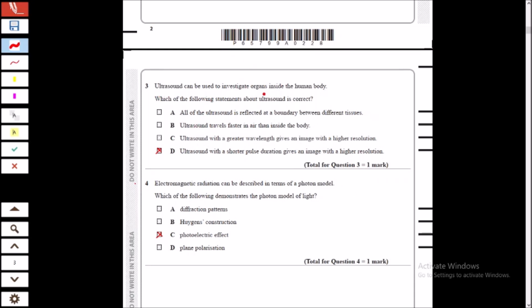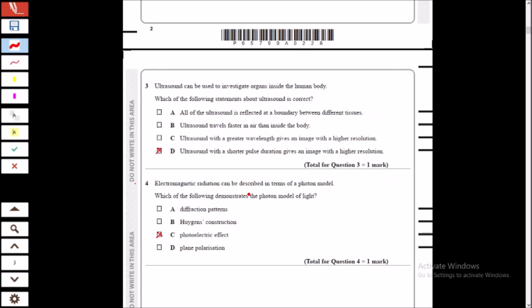Ultrasound can be used to investigate organs inside the human body, which is correct. All the ultrasound is reflected at a boundary between different tissues. That is not correct, because not all is reflected, some is reflected. They travel faster in air than inside the body. That's wrong. The denser the medium, the more the speed. Greater wavelength gives an image with a high resolution. That's wrong. Only option D is correct.